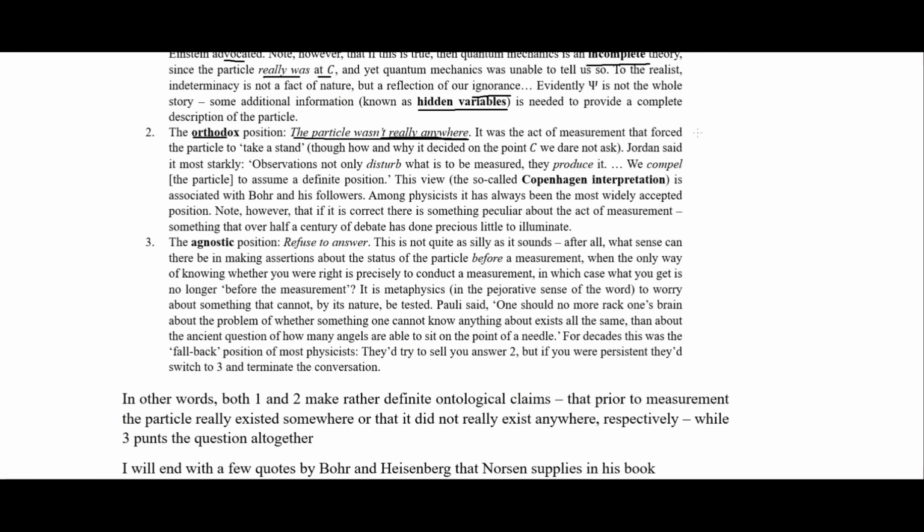It was the act of measurement that forced the particle to take a stand, though how and why it decided on the point C we dare not ask. Jordan said it most starkly: observations not only disturb what is to be measured, they produce it. We compel the particle to assume a definite position. This view, the so-called Copenhagen interpretation, is associated with Bohr and his followers. Among physicists, it has always been the most widely accepted position.